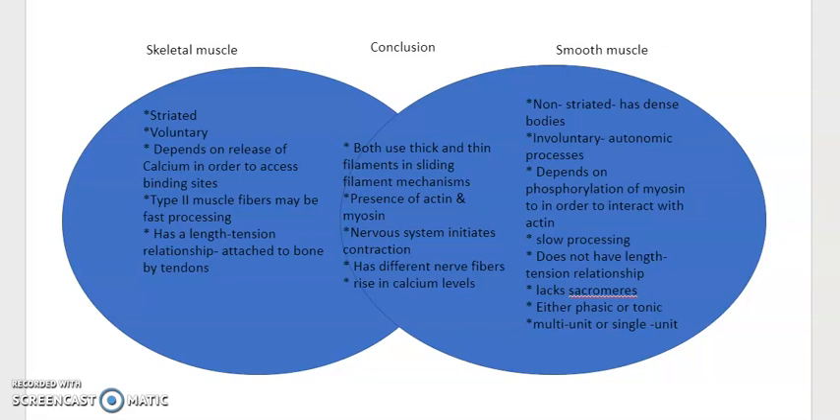But together, they both use thick and thin filaments in their sliding filament mechanisms. There's a presence of actin and myosin. Our nervous system initiates the contraction. We have different nerve fibers for both our skeletal and our smooth. And there is a rise in our calcium levels.